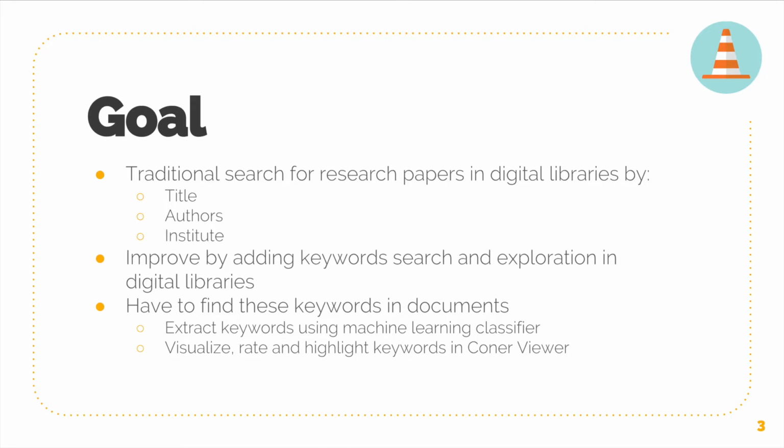My approach to find these keywords in the documents consists of two steps. First of all, the keywords are extracted using a machine learning classifier. But this is not perfect. It introduces some inaccuracies. So this can be improved by visualizing the keywords in the viewer and allowing users to rate and highlight new keywords.